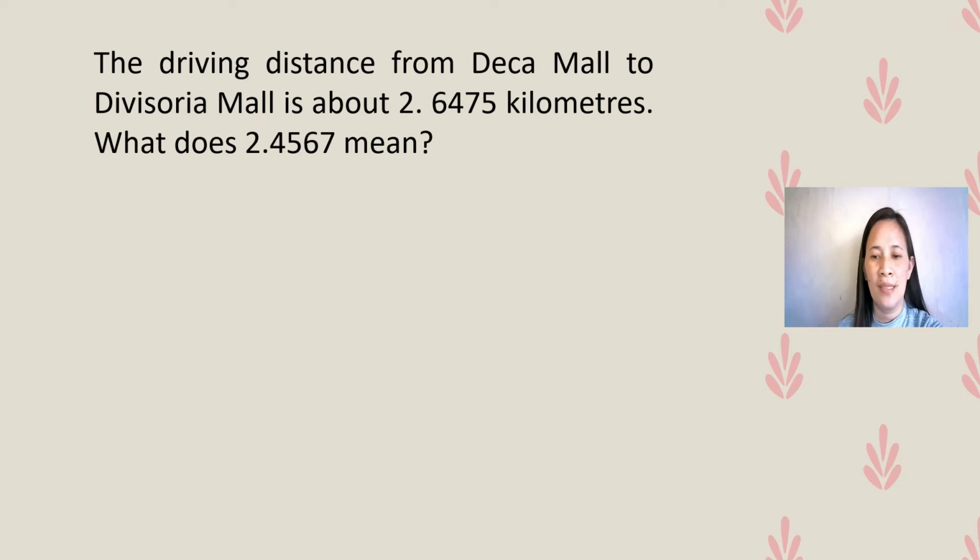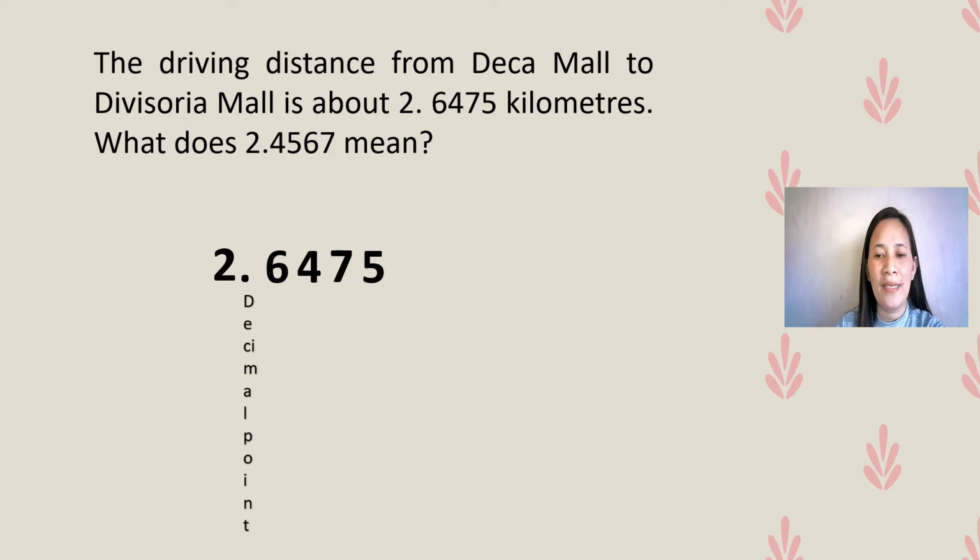So, we have a problem here. The driving distance from Deca Mall to Divisoria Mall is about 2.6475 kilometers. What does 2.6475 mean? You see the decimal point. We read it as "and." Numbers to the left of the decimal point, we call whole numbers. Numbers to the right of the decimal point, we call decimal numbers.